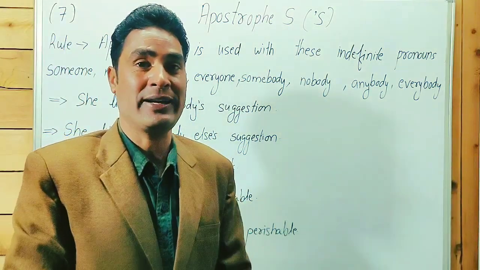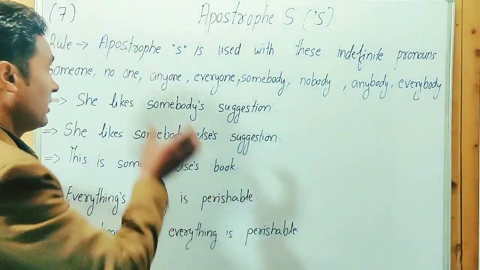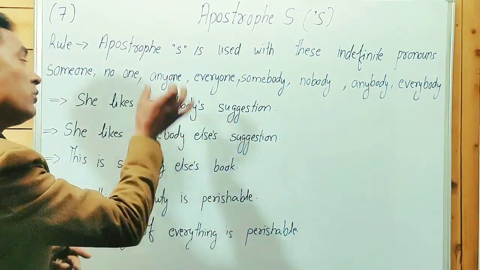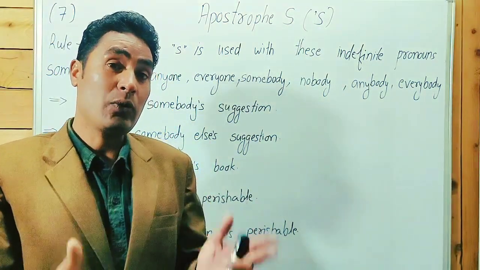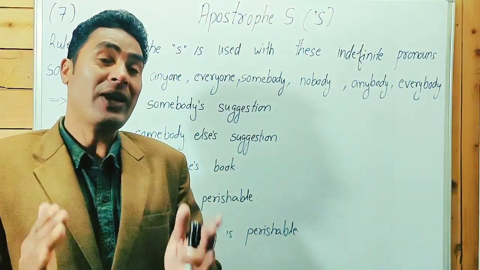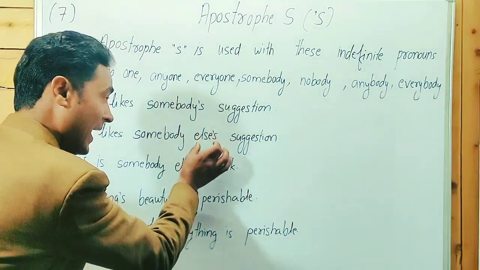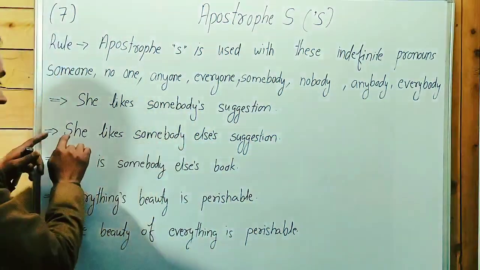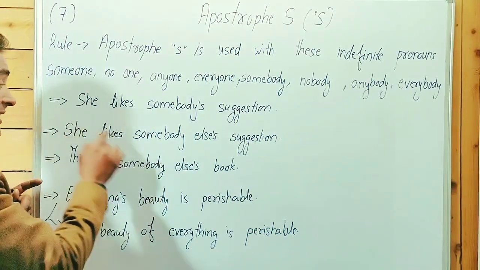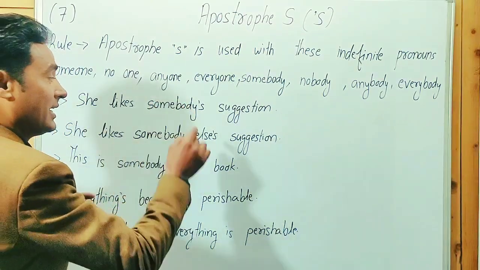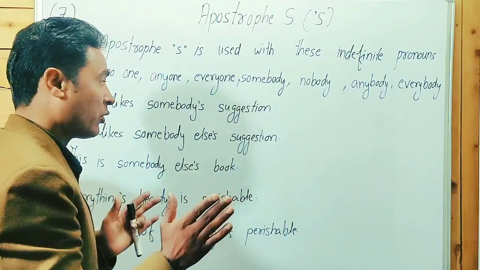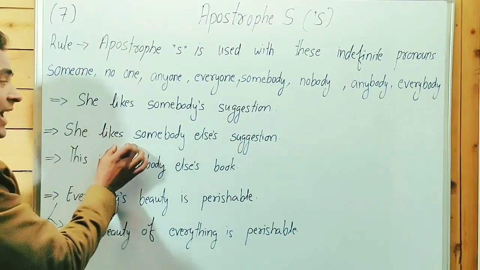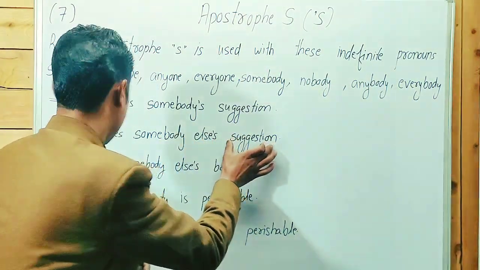Guys, point to be noted. If indefinite pronoun plus else has been given in a sentence, we use apostrophe s with else, not with somebody. We can't write, she likes somebody's else suggestion. It will be an incorrect sentence. We have to write, she likes somebody else's suggestion.